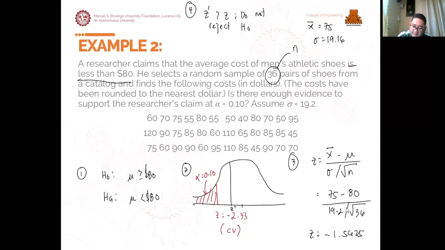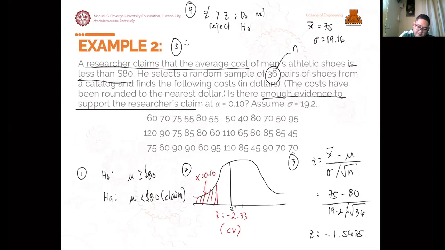But what is our claim? Is there enough evidence to support the researcher's claim? The researcher's claim is that the average is less than 80. So this is the claim. Therefore, our conclusion is that there is not enough evidence to support the researcher's claim.